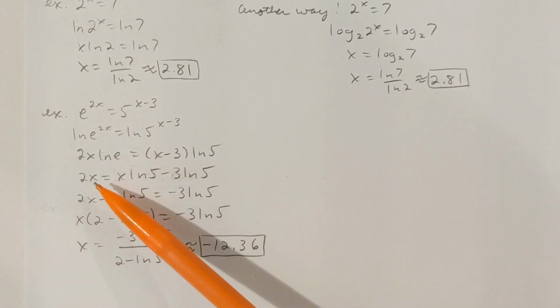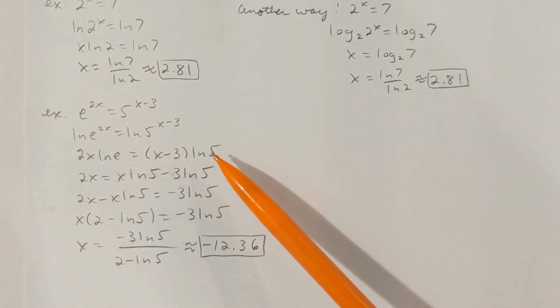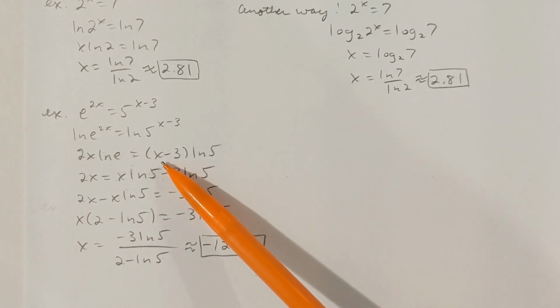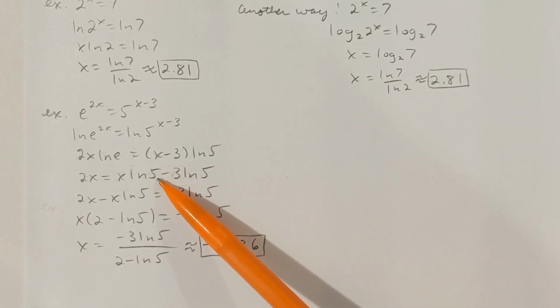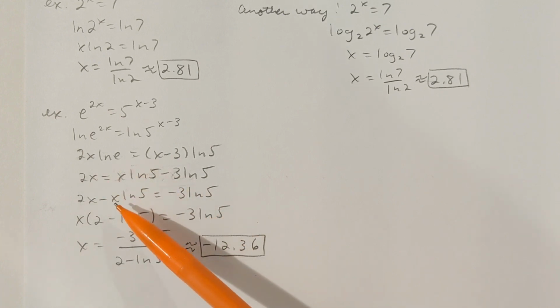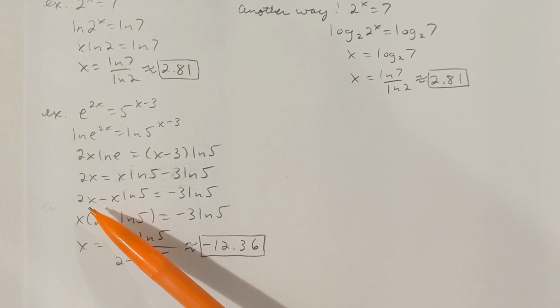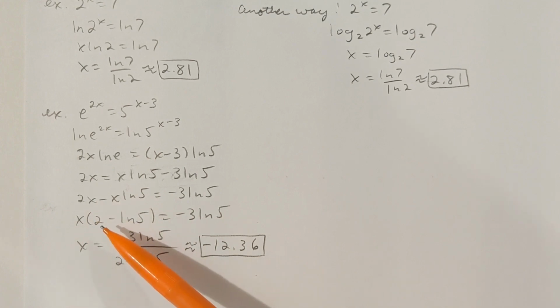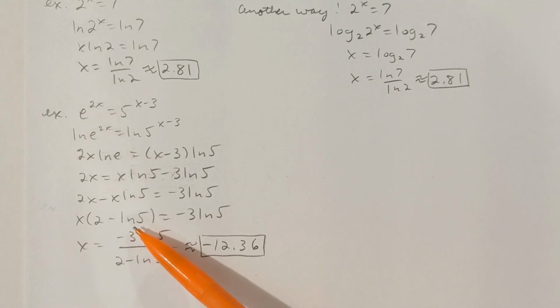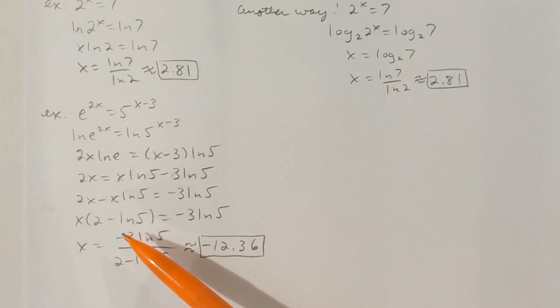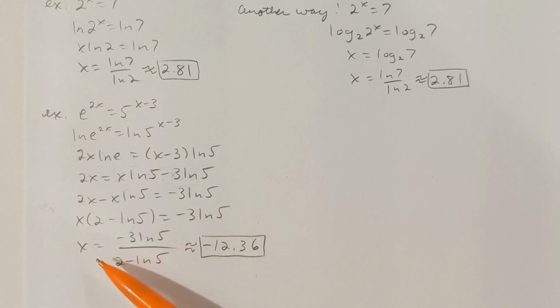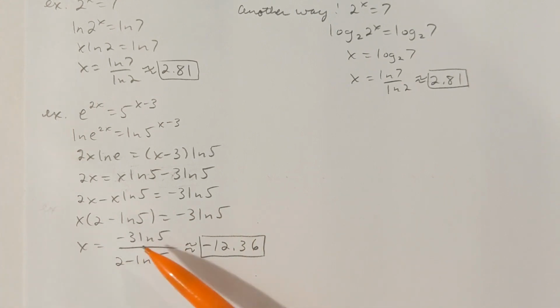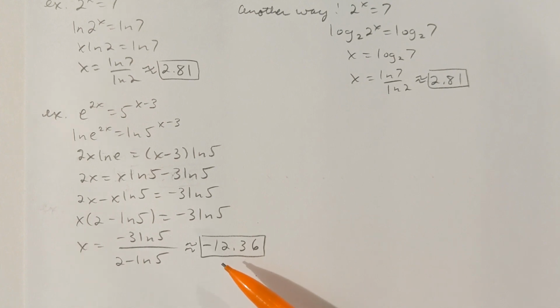So on the left, I'll have just 2x times 1 is 2x. On the right, distribute ln 5, and I'm going to subtract x ln 5 from both sides and factor out x on the left from those two terms. 2 minus ln 5 is just a number, like 5 is a number, so I'd want to divide by that number so that x is all alone now. Negative 3 ln 5 over 2 minus ln 5, that would be the exact answer. In decimal form, if you go to the nearest 2 digits, you get roughly negative 12.36.